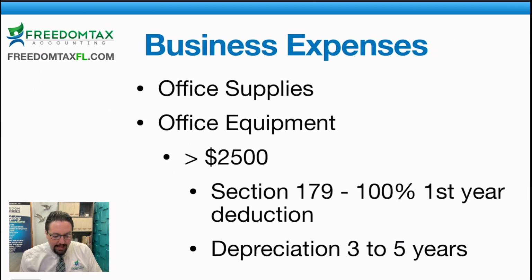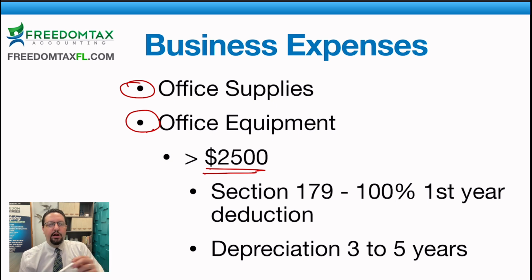Okay. Now, another common business expense that a realtor can deduct is office supplies, meaning your stapler, your pens, your sticky notes, the ink for the printer, your printer paper. Those are all office supplies. Now, you can also deduct office equipment, but there are several rules. For example, if you buy any office equipment that's above $2,500, you cannot deduct it 100% in some cases.